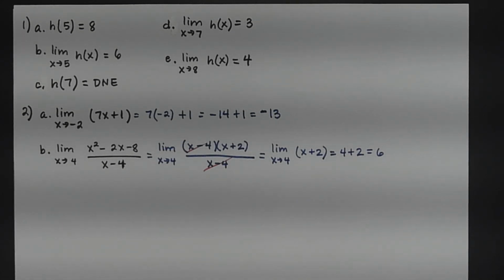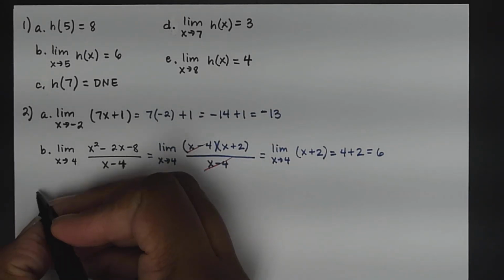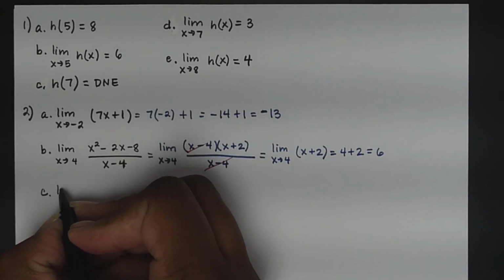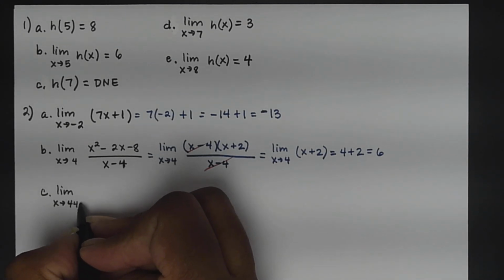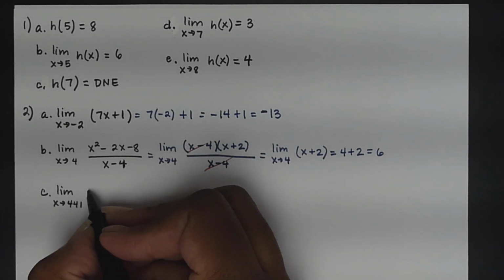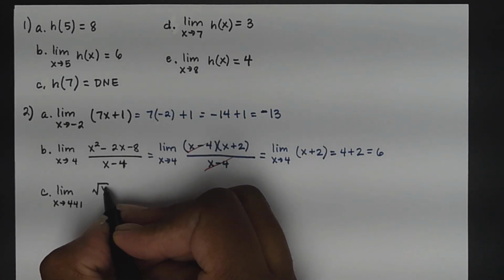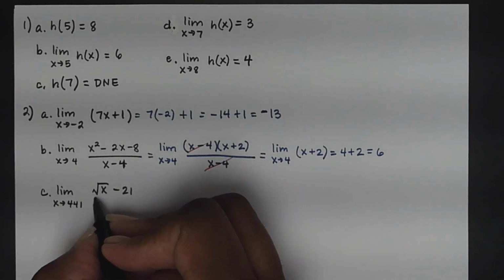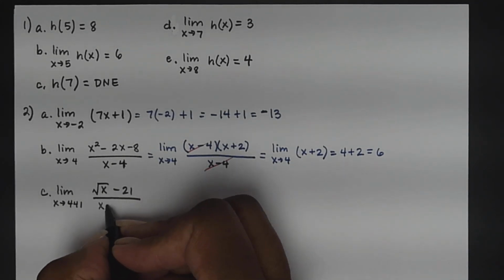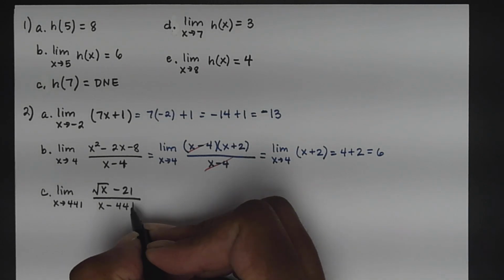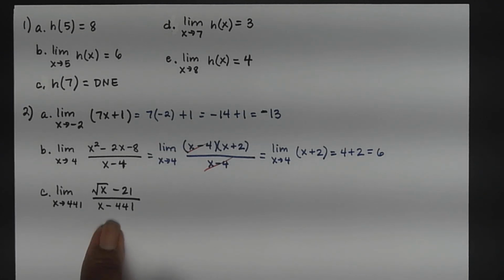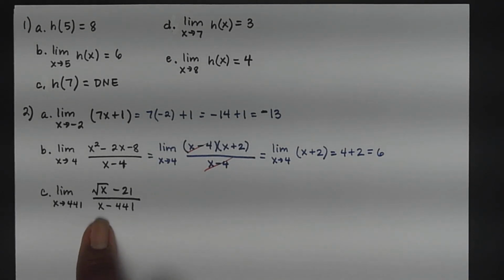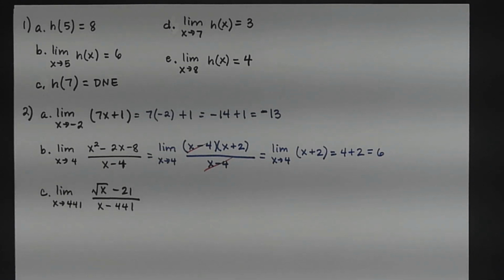Now, part C, I have the limit as x approaches 441 of the square root of x minus 21 divided by x minus 441. And he'll want to find this limit as well. Well, if I did direct substitution, I would still get a 0 in the denominator like in part B.